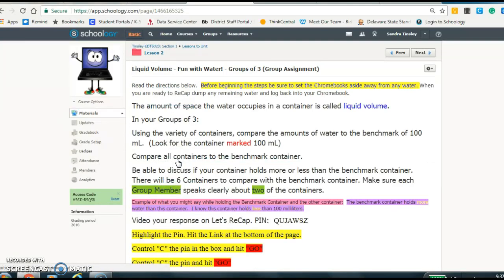The group assignment is called Fun with Water. Since it's Fun with Water, they will need to set their Chromebooks aside. I said read the directions below. Before beginning the steps, be sure to set the Chromebooks aside away from the water. When you're ready to recap, dump any remaining water and log back into your Chromebooks.